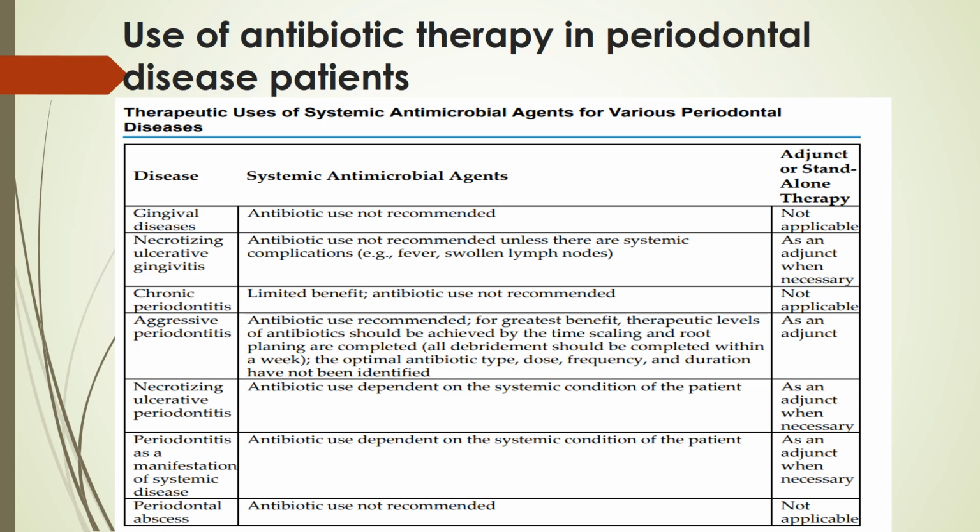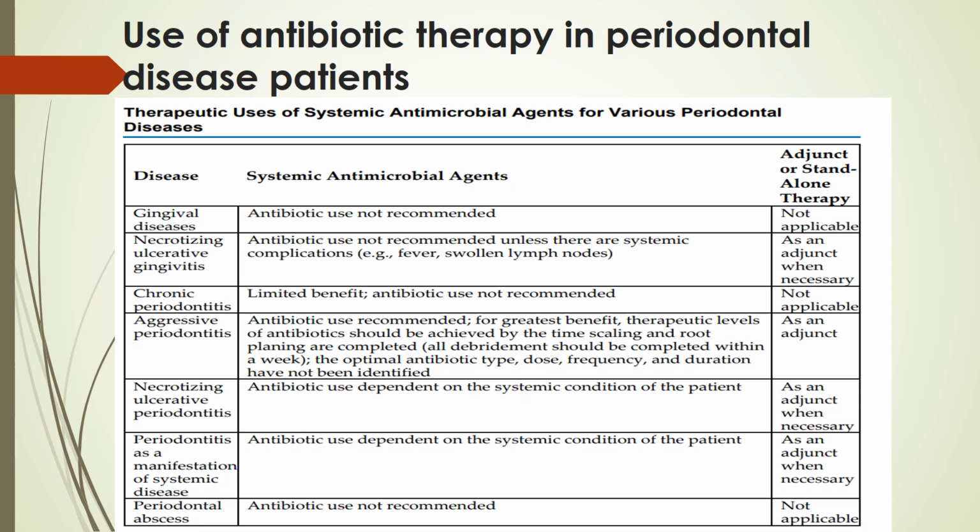Chronic periodontitis is usually associated with slow progression of disease, so other mechanical ways of therapy are usually recommended. Coming to aggressive periodontitis, it is more a matter of host modulation or bacterial influence, for example, AA. So antibiotic use is recommended for greatest benefit. Therapeutic levels of antibiotics should be achieved by the time scaling and root planing are completed. All debridement should be completed within a week, and then the optimal antibiotic type, dose, frequency, and duration have been identified. So it's an adjunct to the therapy.